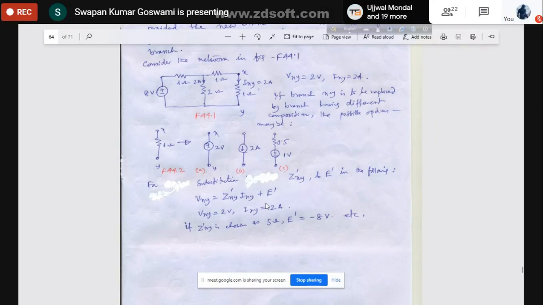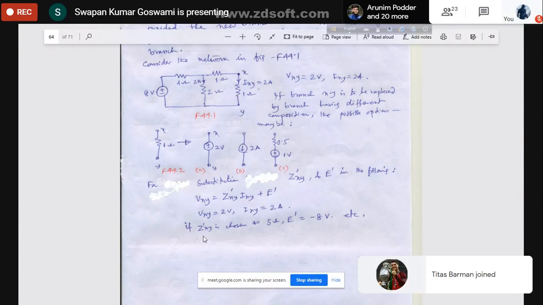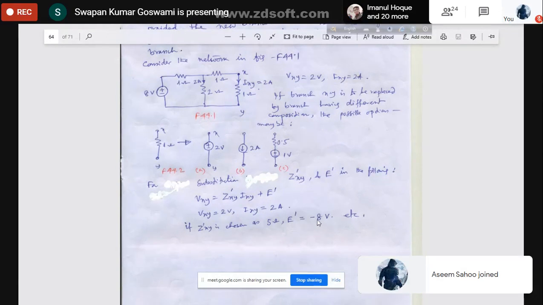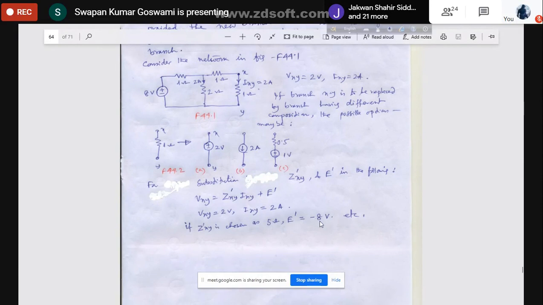Okay. In this case, Vxy is 2 volt. You know this from this solution. Ixy is 2 ampere. That also we know from this solution. Now, if you choose to put the value of Z dash xy, that means this impedance, say we are choosing it to be 5 ohm, then what will be the value of E dash? It will be minus 8 volt. That means you can represent it by a 5 ohm resistance in series with minus 8 volt. If you choose it to be 3 ohm, then you will get some other value of E. If you choose it to be 15 ohm, you will get some other value of E.